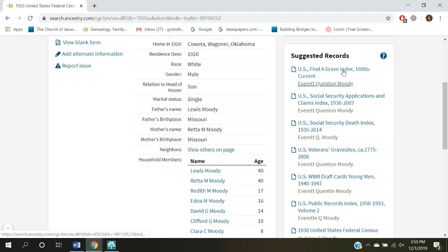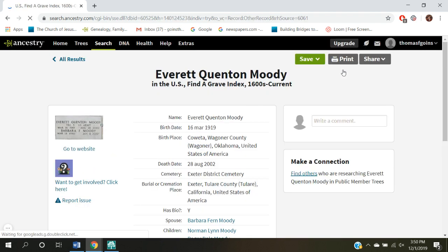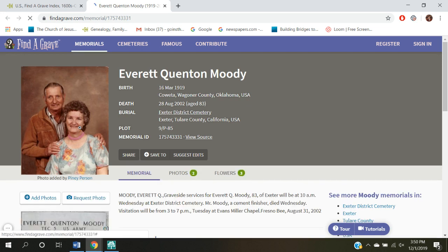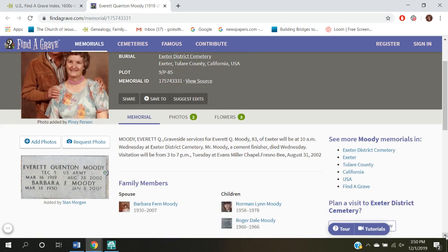First thing I want to do is open the Find a Grave index to look at the gravestone. And we see if we open a picture here, there's Everett Quentin Moody, a picture of him and his wife probably later on in their lives. I'm not sure when that is, but here we have some typed in information. It says Moody Everett Q, gravesite services for Everett Q Moody, 83 of Exeter, will be at 10 a.m. Wednesday. This must have come off of his obituary. So I'm starting to see that it's Everett Q. And then we have a picture here.